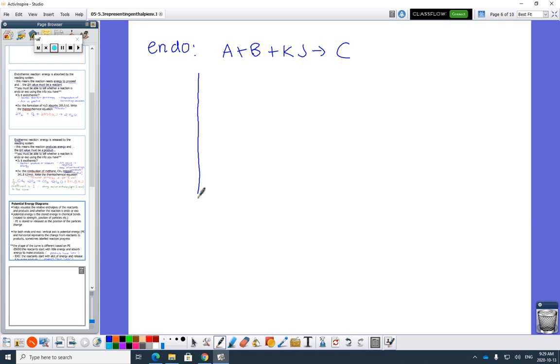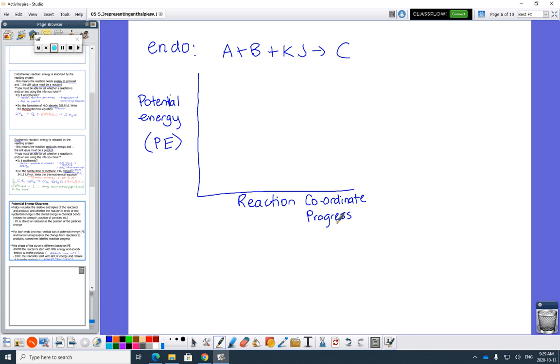Okay, so it doesn't have to be perfect. We're going to do potential energy on the Y. Chemists are lazy. We love short forms. So you can even just write PE. I forget what your textbook uses, but I think they call it the reaction coordinate. Or progress. You can even write time. All three of those things are the same thing. It's basically as the reactants change into the products, really.